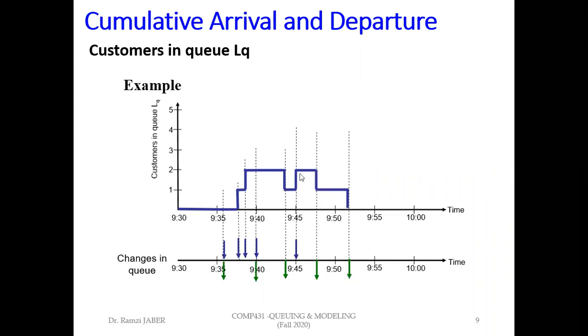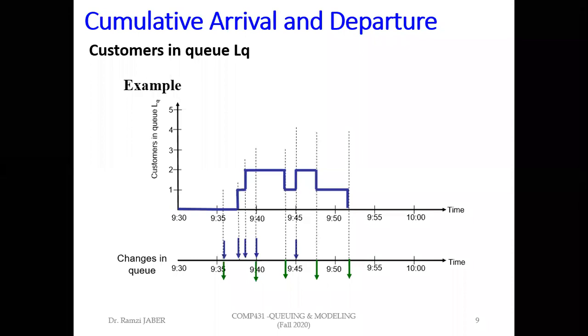So as you can see, this graph is for customers in the queue. We have five customers, but the maximum waiting customers in the queue is two, between one, two, and zero here, okay? Any questions here? Is it clear? Yes.